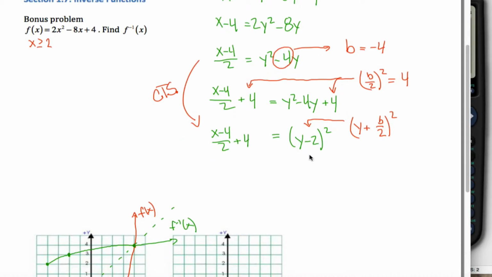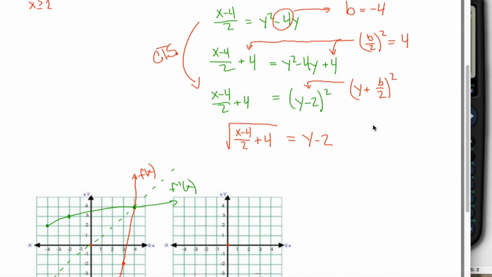I take the square root of both sides of the equation, and you got the square root of (x minus 4) divided by 2 plus 4 equals y minus 2. You might be yelling at your computer screen and be like, hey, dummy, anytime you take the square root of both sides of an equation, you got to put in a plus or minus. You're right, but you're kind of wrong.